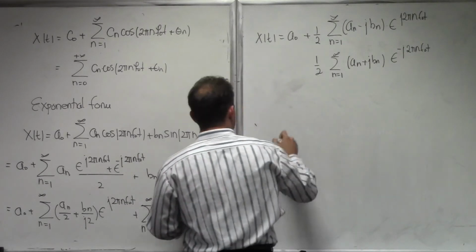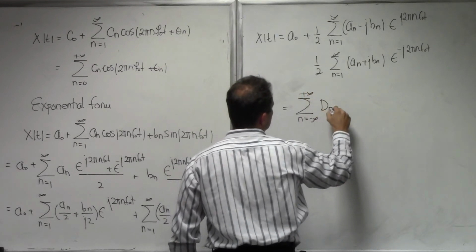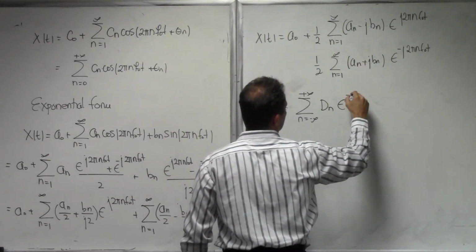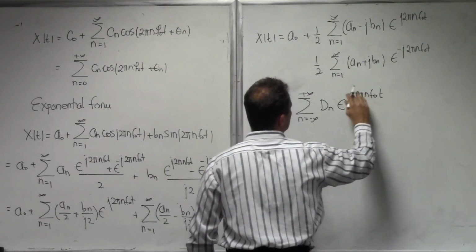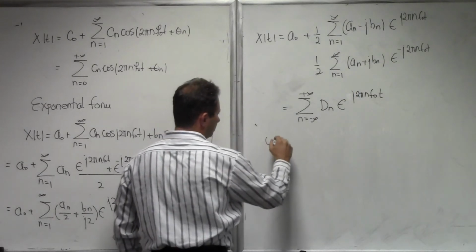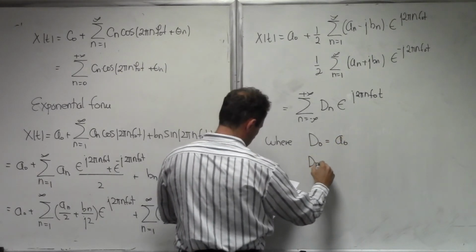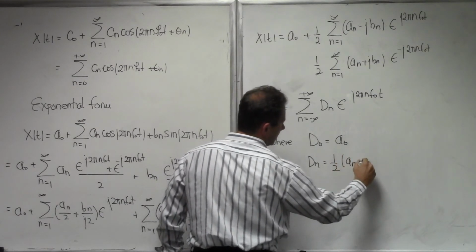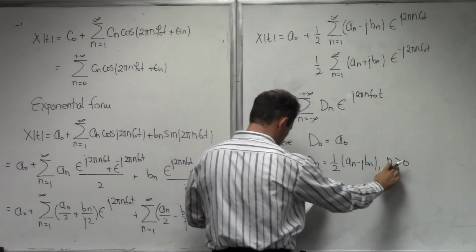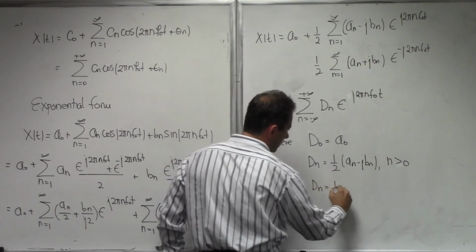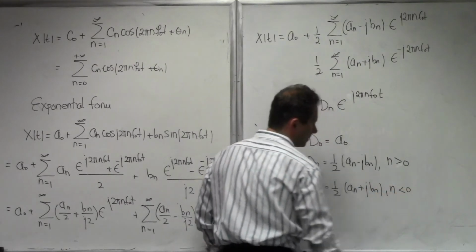And here I can really simplify this and say this is sum when n goes from minus infinity to plus infinity dn e to the j 2 pi n f0 t, where d0 is equal to a0, and then dn is equal to 1/2 an minus j bn for n strictly greater than 0, and dn is equal to 1/2 an plus j bn for n smaller than 0.